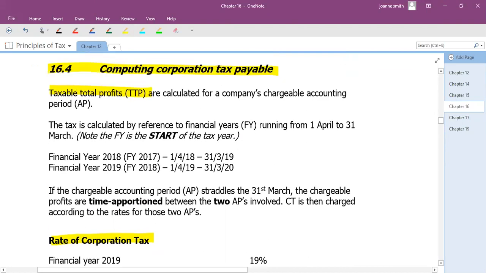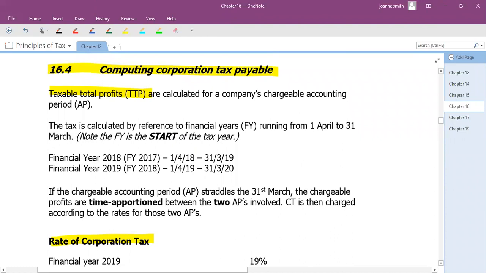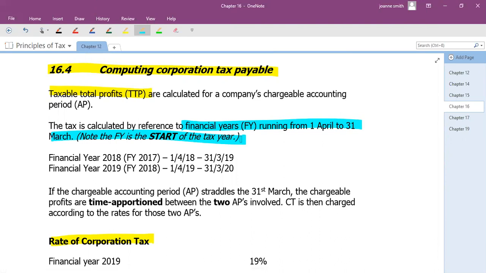Now, strictly, tax is calculated for a company looking at the financial year. And unlike an individual, the financial year doesn't run from the 6th to 5th of April. It's actually more logical, and it runs from the 1st of April to 31st of March. And they get the financial year date from the start of the year.